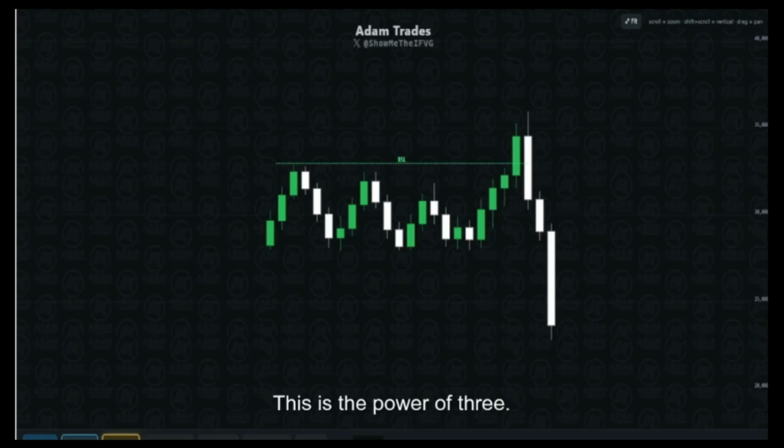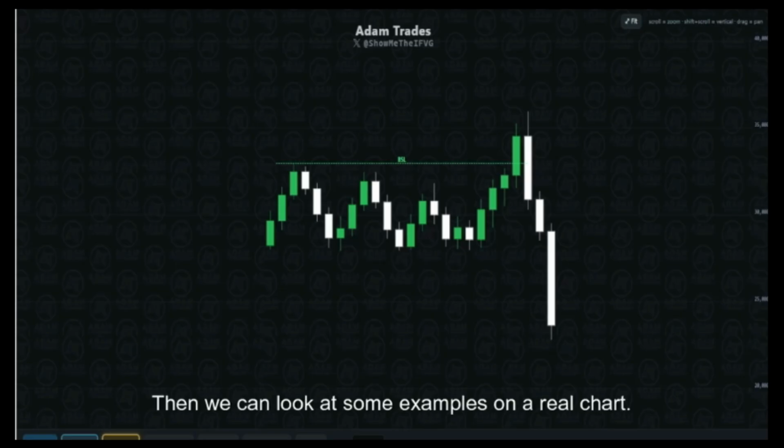This is the power of three: accumulation, manipulation, distribution. It's the structure underneath tons of traps on the chart. And once you can label it, you can stop taking the wrong side. Let me show you on this exact setup. Then we can look at some examples on a real chart.